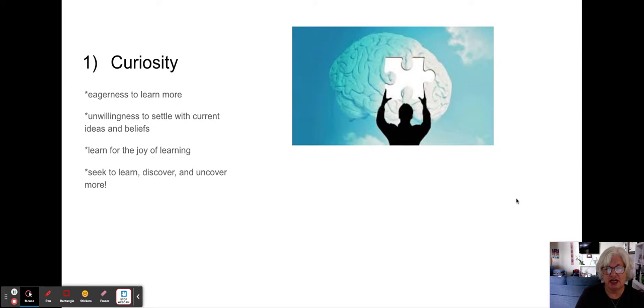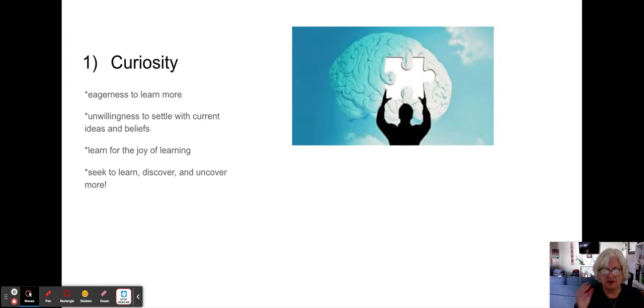So let's start with curiosity. What is curiosity? Well, we kind of know it when we see it, right? But basically, it's an eagerness to learn more. So when you hear something, you might think, oh, that's pretty cool, and then go on with your day. That does not indicate curiosity. But if you hear something and you're like, wow, that's an interesting thought, I've got to really look into this more, you start to become what we call a lifelong learner, and you learn to just love learning for the sake of learning.